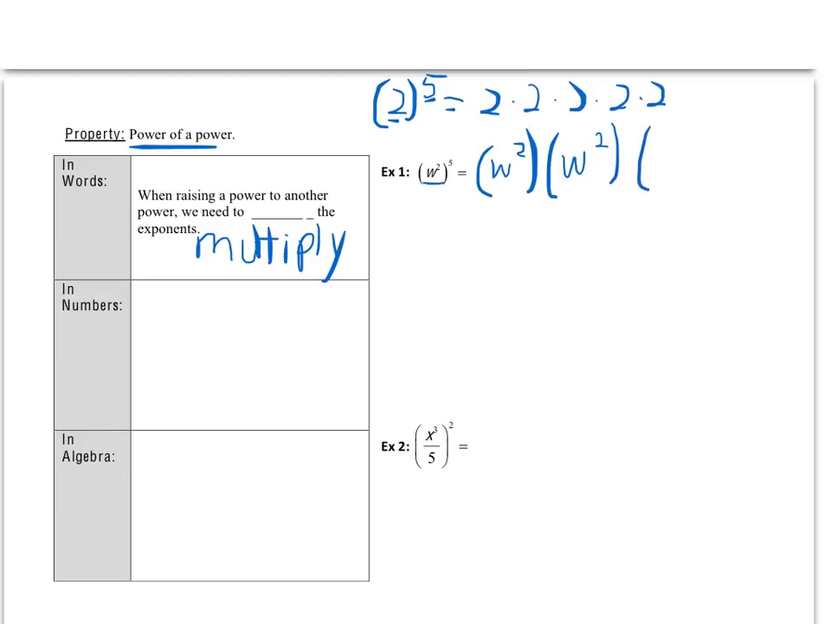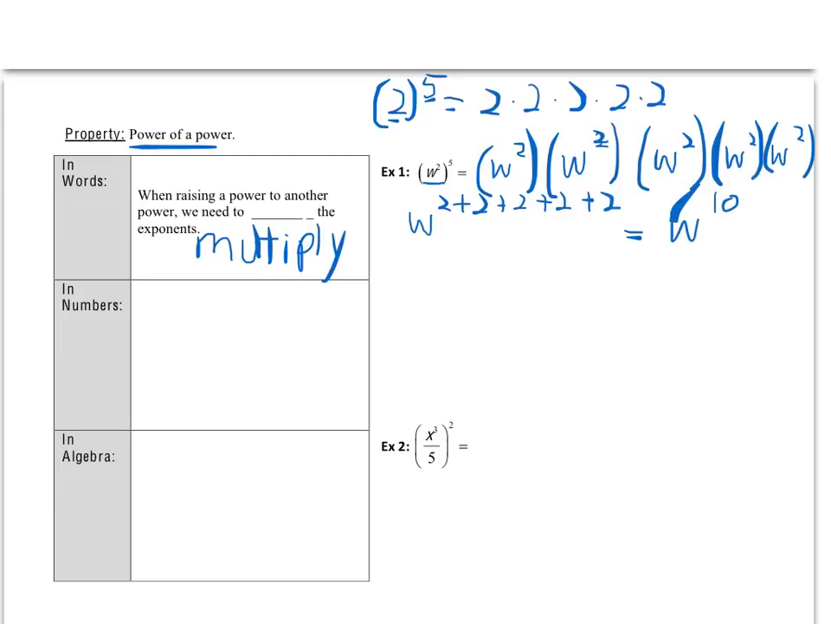Again, I'm going to prove to you where the rule comes from. So w to the 2nd, times w to the 2nd, and finally w to the 2nd. Now, when you're multiplying, what do you do with the exponents? Well, we ought to know this by now. You add them. So the long way of showing it would be w to the 2 plus 2 plus 2 plus 2 plus 2. Is that 10? Which would equal w to the 10th power.